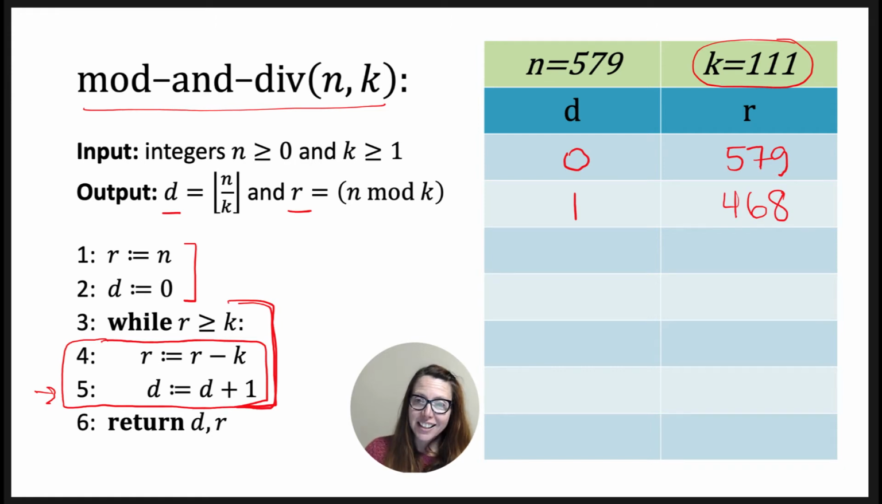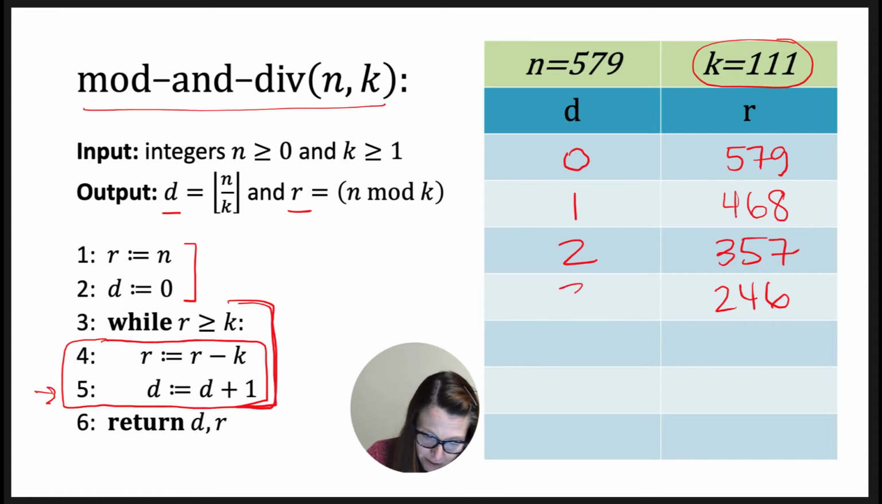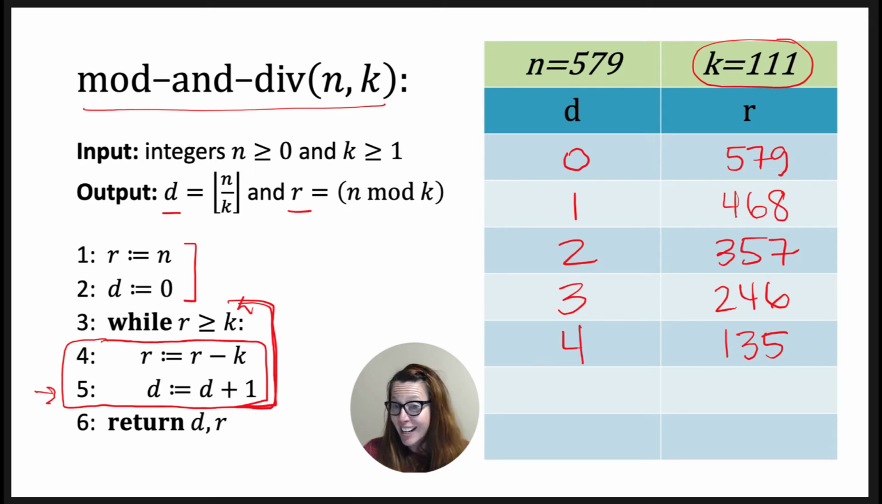And then we check, is 468 greater than or equal to 111? It is. And so we will once again subtract 111 and increase d by 1. 357 is still too big, so we'll subtract 111 to 246 and bring d up by 1. Back to the top of the loop, do our quick check. 246, still bigger than 111. Subtract, we get down to 135, increase d by 1, and check again.